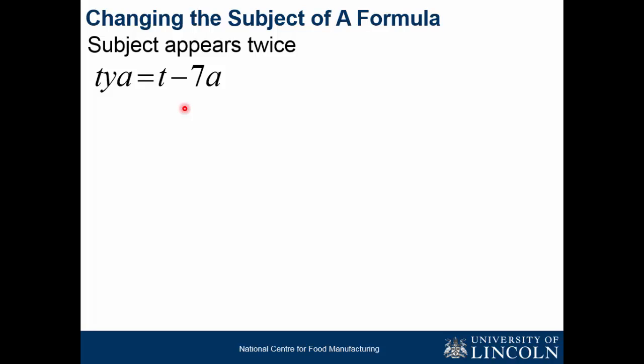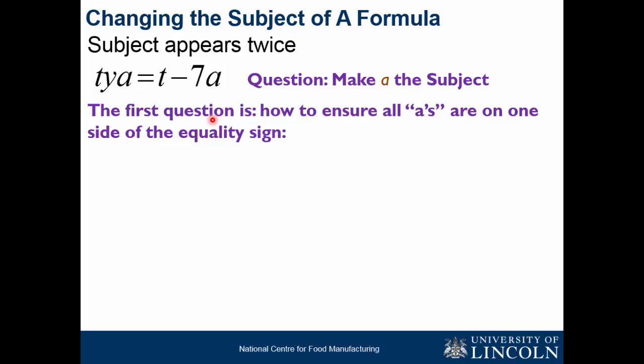So looking at when the subject appears twice. Now let's look at this. We want to make a the subject of the formula. Now we can see a is appearing here, a is appearing here. So all we need to do to solve this problem is to bring together every element containing a. So bring them together, so that all elements containing a are on the same side of the equality sign. Now how do we do that?